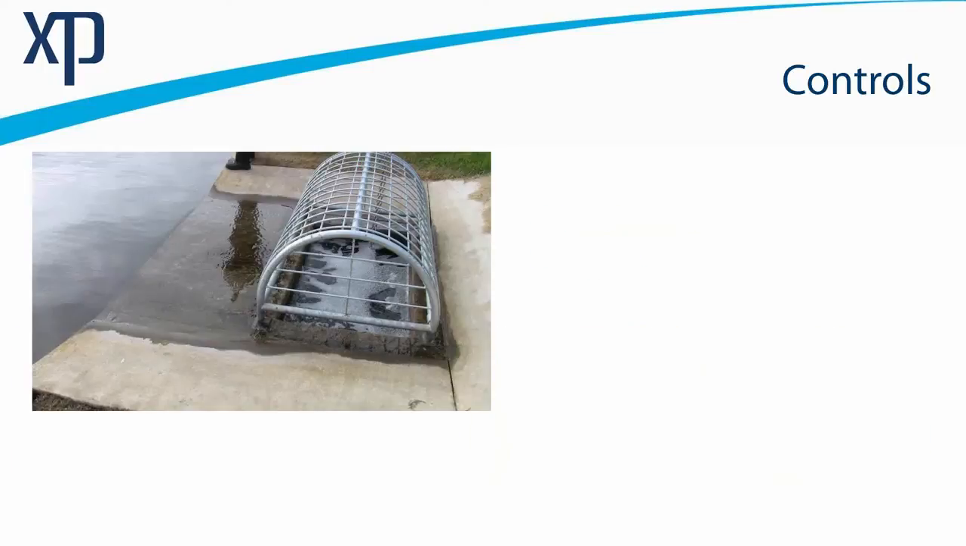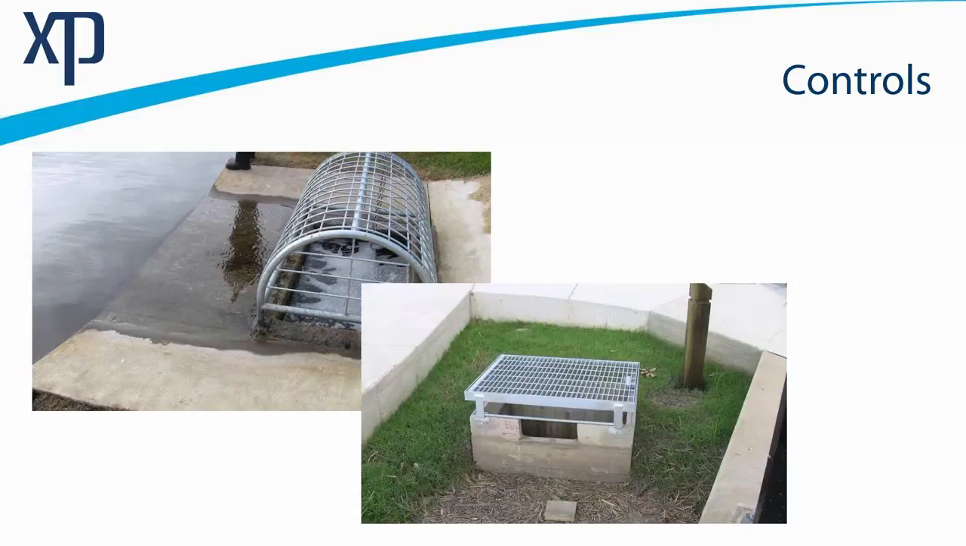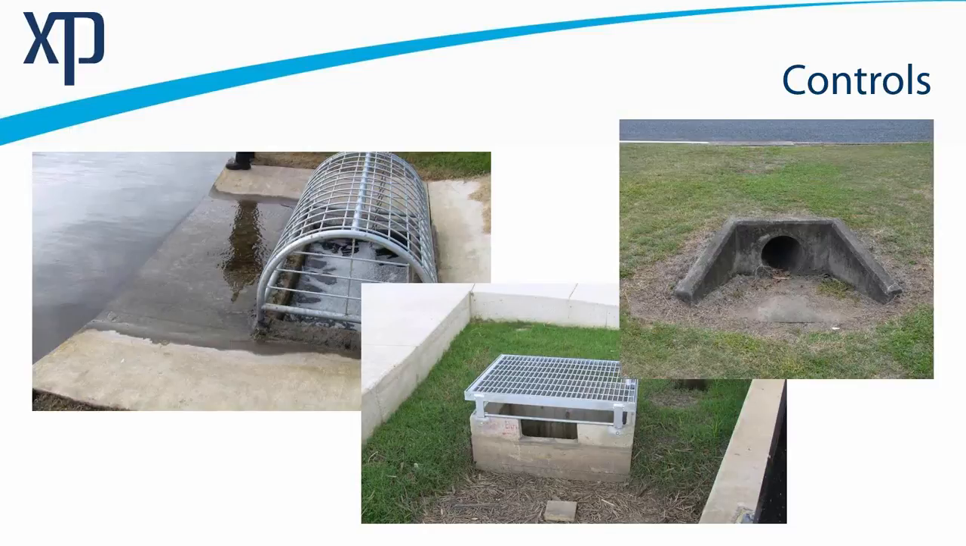Other types of controls can be overflow weirs and inlet structures combined, like this one here with a protective grate to ensure that there's a high degree of public safety. You can have overflow field pits with notched elements, and these change the characteristics of that overflow to improve your flow controls. And finally, the good old simple one, which is the head wall and pipe arrangement.